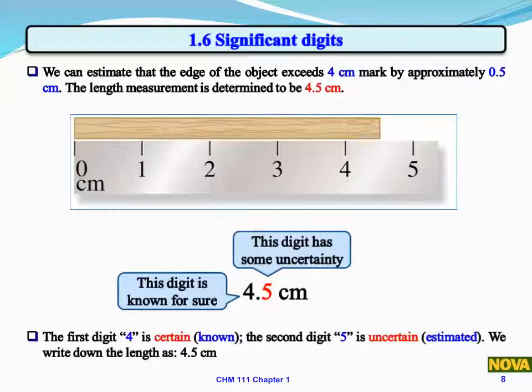The first digit 4 is certain, or known. The second digit 5 is uncertain, or estimated. We write down the length as 4.5 cm.